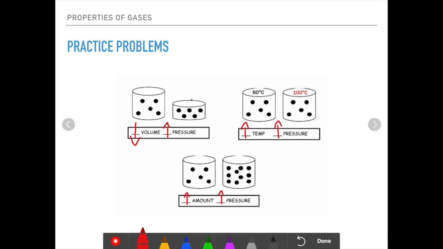In the first one, we see that the volume decreased. And as the third gas law states, volume changes inversely with pressure. So if the volume is decreasing, the pressure is going to be increasing.